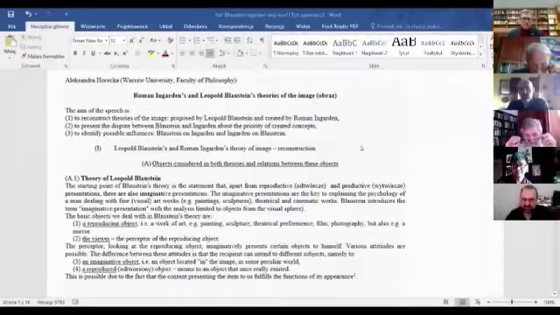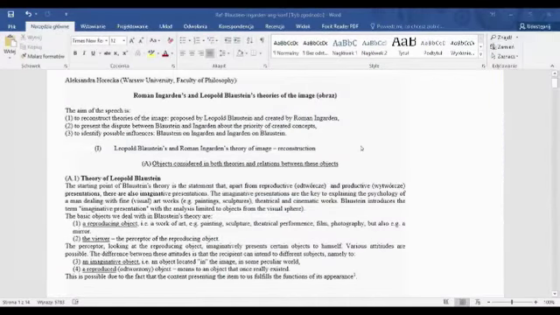The aim of the speech is to reconstruct theories of the image proposed by Leopold Blaustein and created by Roman Ingarden, and to present the dispute between Blaustein and Ingarden about the priority of created concepts, and also to identify possible influences, Blaustein on Ingarden and Ingarden on Blaustein. Leopold Blaustein's and Roman Ingarden's theory of image reconstruction.